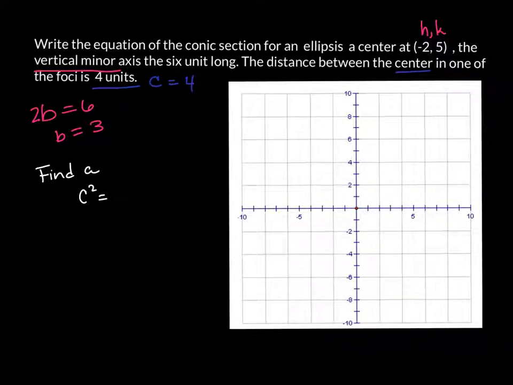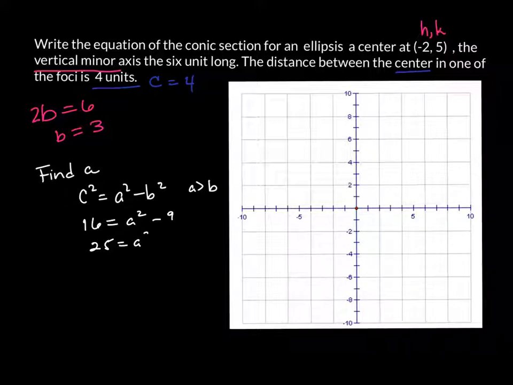c squared is equal to a squared minus b squared. Now, in an ellipse, a is always larger than b. A is half of the major axis and b is half of the minor axis, the entire length. So this is the Pythagorean relationship between these pieces. So I have that 16 is equal to a squared minus 9, or that 25 is equal to a squared and a is equal to 5.